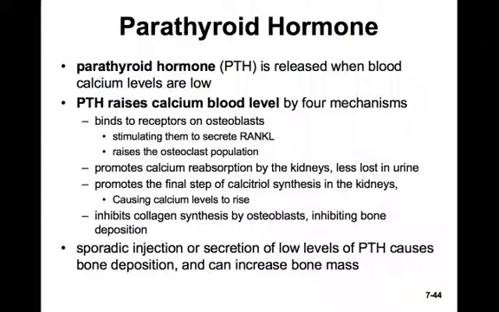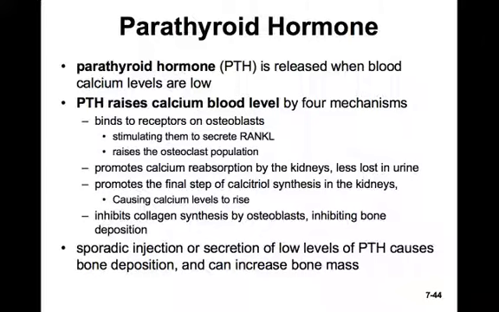It also promotes calcium reabsorption by the kidneys. That means we'll lose less calcium in the urine, and thus more is maintained in the blood. Parathyroid hormone is involved in the final step of calcitriol synthesis in the kidneys. So the presence of parathyroid hormone will increase the rate of calcitriol synthesis, and thus will cause the calcium levels in the blood to rise.